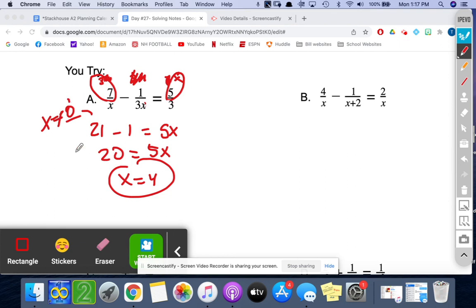Okay. So there will be more videos about the LCD method, but just check that out for now.